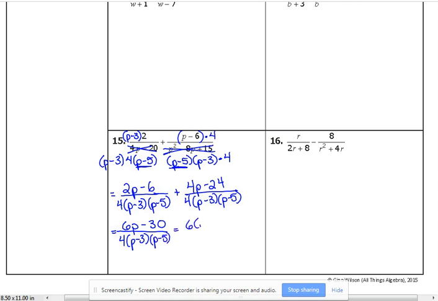All right, top has a GCF, 6 times p minus 5. So what simplifies? P minus 5, is that it? Simplify the 6 and 4. People always forget to simplify the GCFs. Sometimes you can't simplify them, but you always need to check. So 6 is divisible by 2. 4 is divisible by 2. So we're left with just a 3 on the top and a 2 times p minus 3 on the bottom.